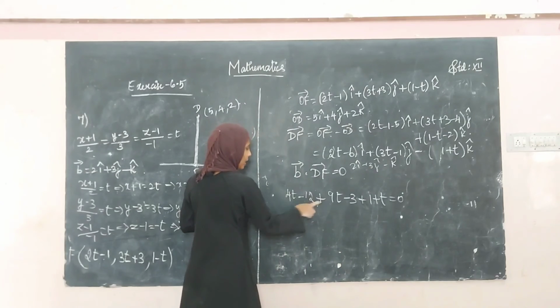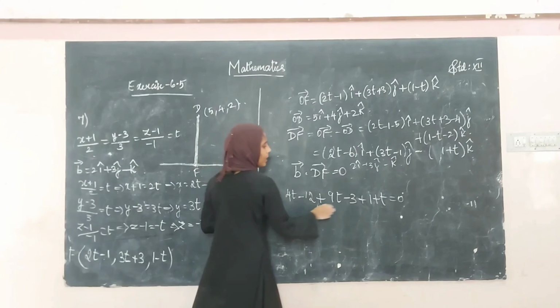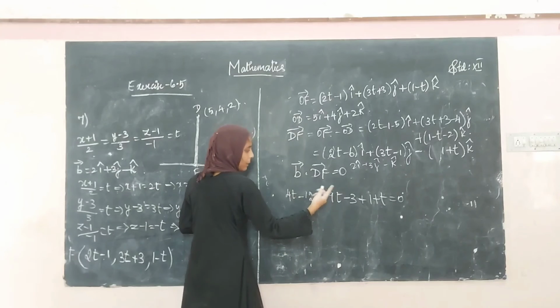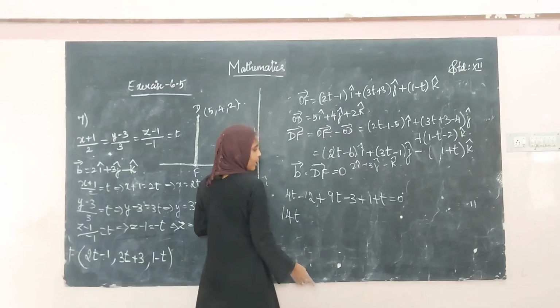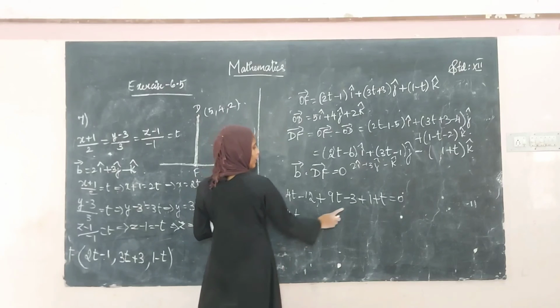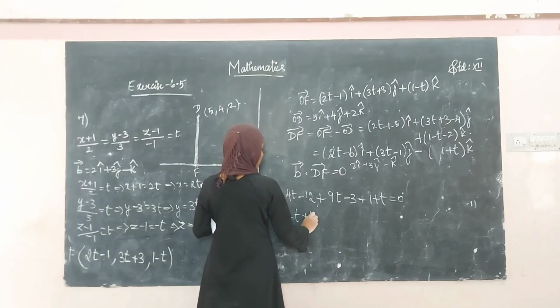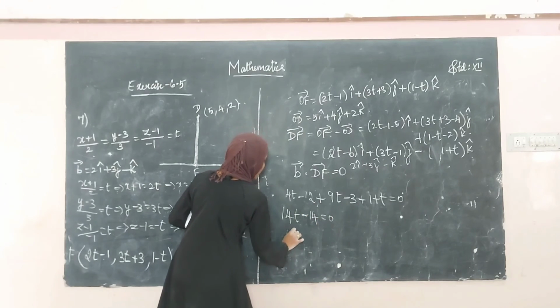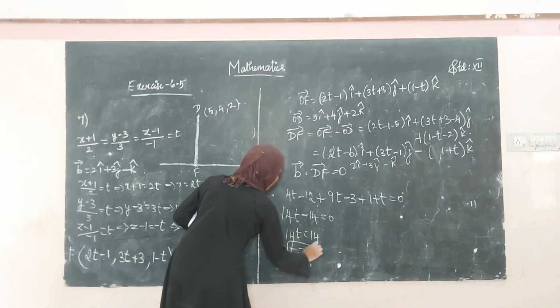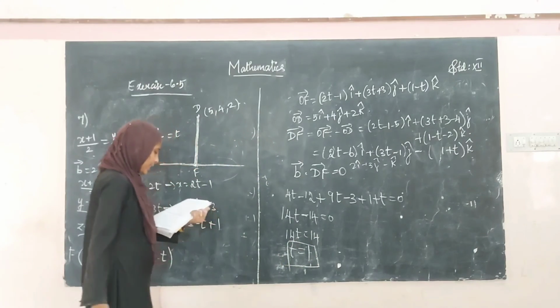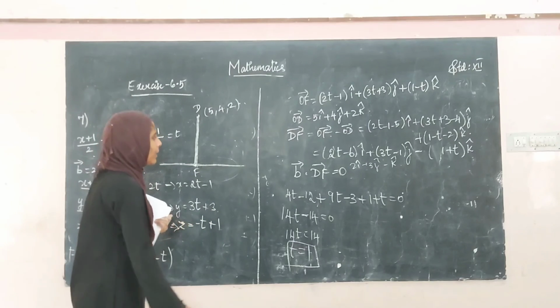So what is 9t plus 4t? It is 13t. 13t plus 1t is 14t. Okay. Minus 12 minus 3 is minus 15. Minus 15 plus 1 is minus 14. So 14t minus 14 equal to 0. So 14t is equal to 14. So t's value is 1. We found the value of t. Yes, t's value is 1.